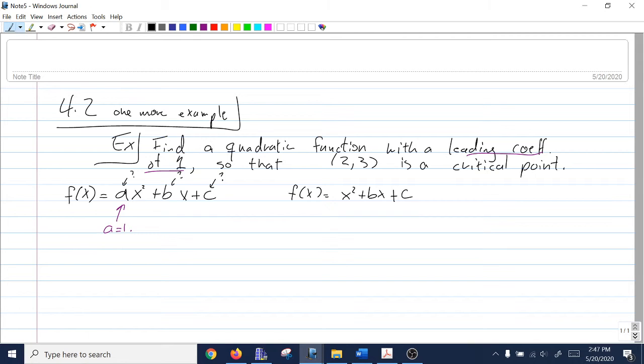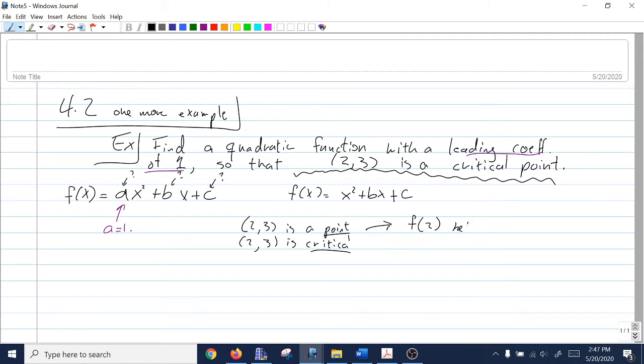What else do I need to know? They told me that (2, 3) needs to be a critical point. The key observation we need to make is that this isn't one fact, this is 2 facts. They stated it as 1 fact, but it's that (2, 3) is a point, and that it's critical. The fact that it's a point tells me that f of 2 better be 3. The fact that it's critical, what's a critical point? A critical point is a point where your derivative is 0, so f prime of 2 better be 0.